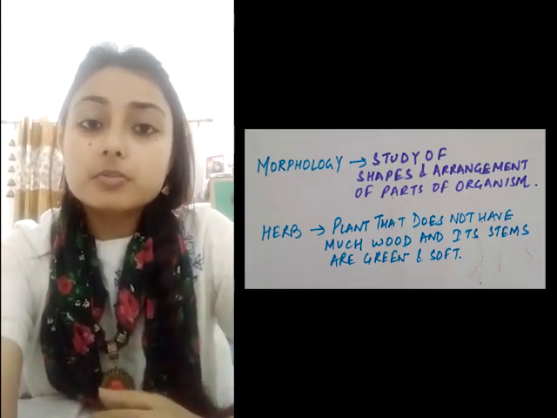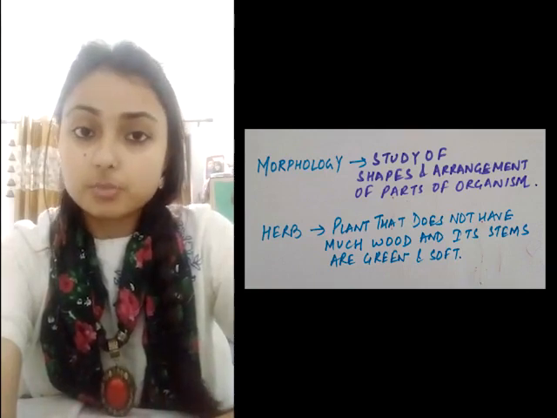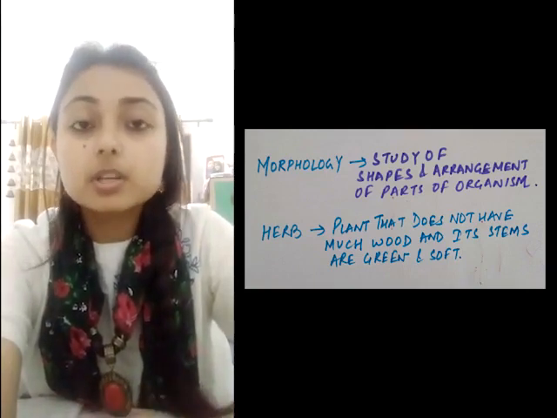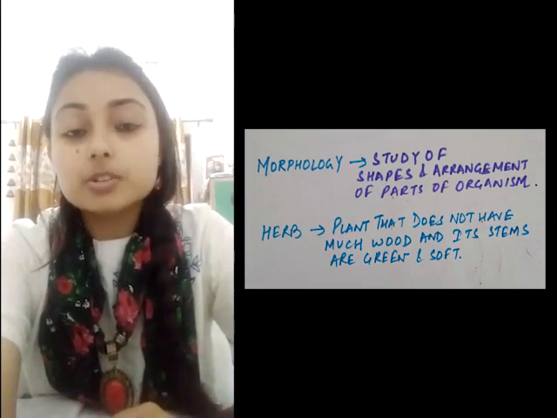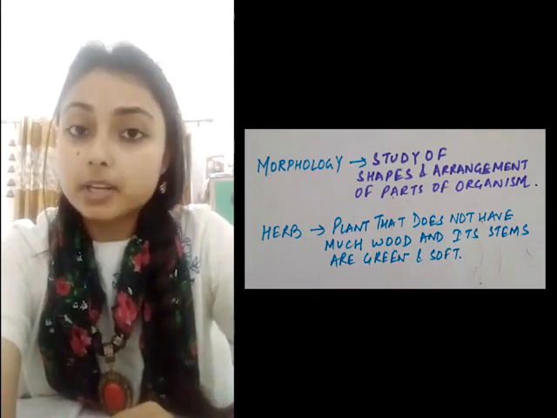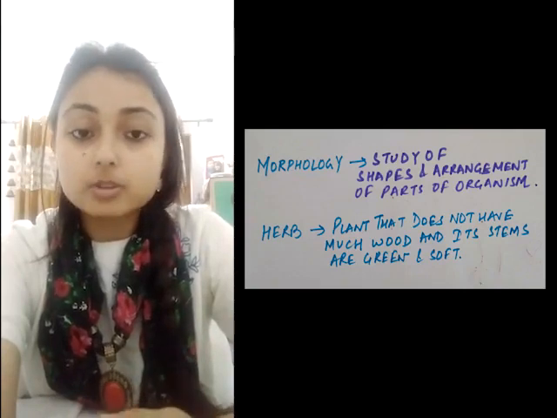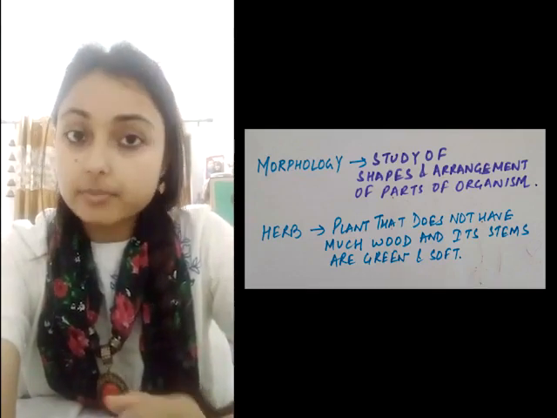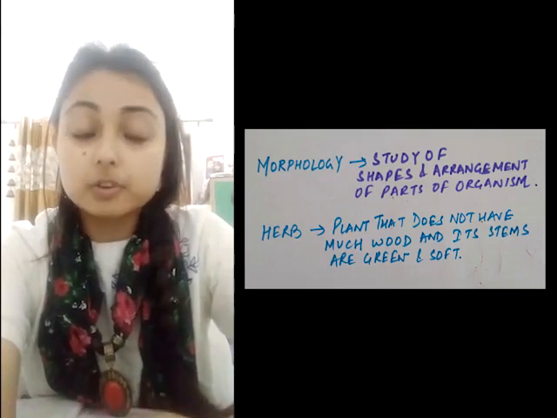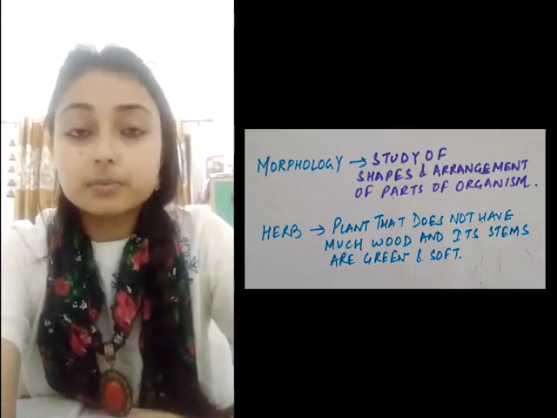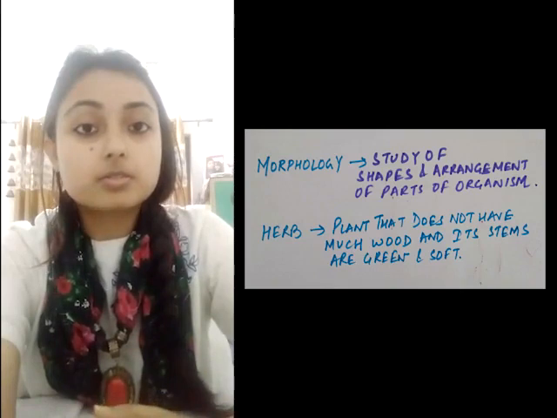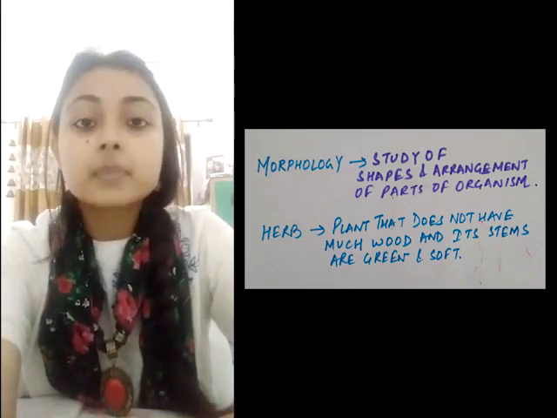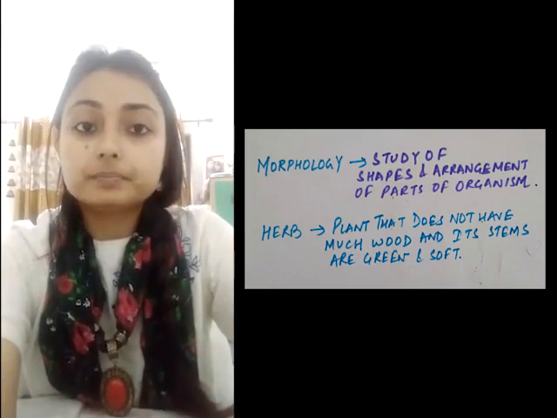Now, where do we use this study? Like I said, morphology is the study of shapes and arrangement of parts. Where do we use it? The study of morphology is basically used in classifying species, like what I taught you on the previous day. You have the canine family. Yes, you have herbivores, you have carnivores. In herbivores, the incisors are strong, whereas in carnivores, the canines are strong. So this is how it is done.